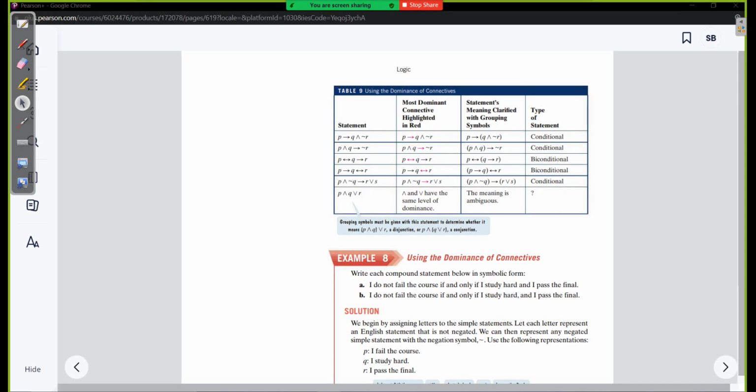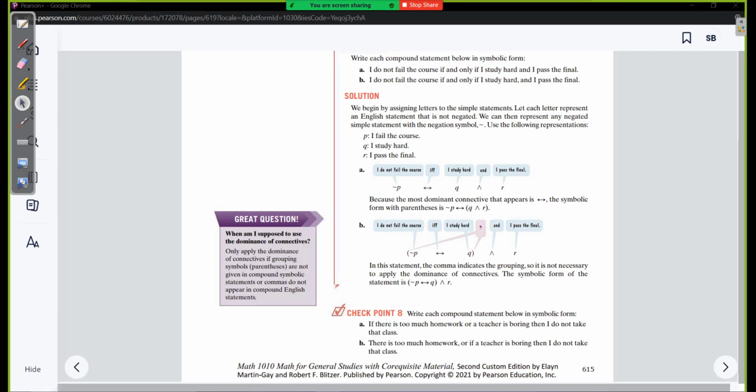Honestly, this particular problem is tricky to begin with, and so I'm going to put this great question here because I feel like this should have been part of the table on the previous page. So let's first start off with the great question. When am I supposed to use the dominance of connectives? We only apply the dominance of connectives if grouping symbols, which are parentheses, are not given in compound symbolic statements, or commas do not appear in compound English statements.